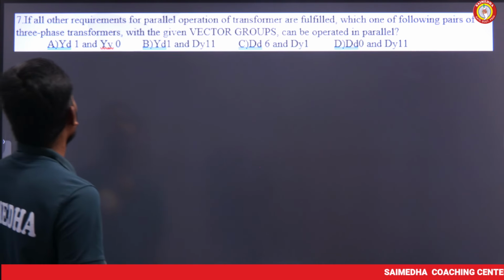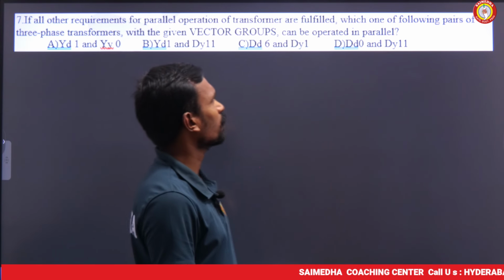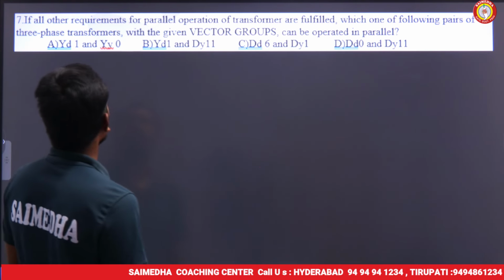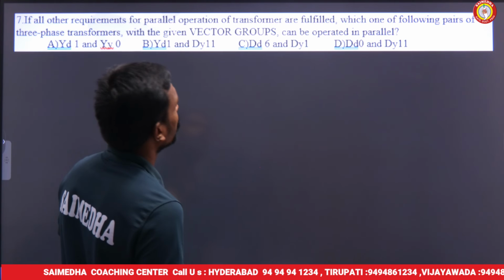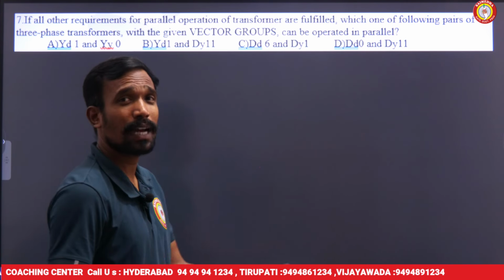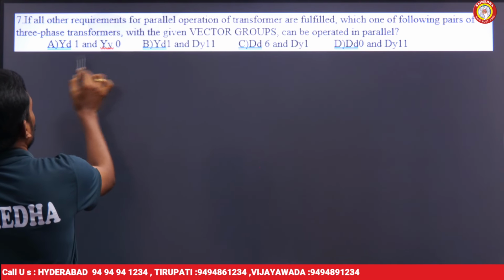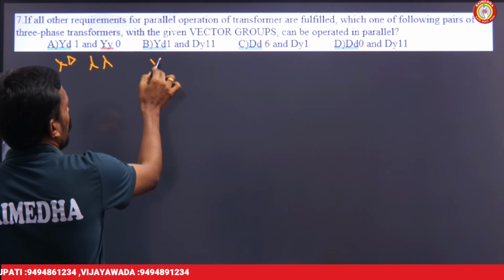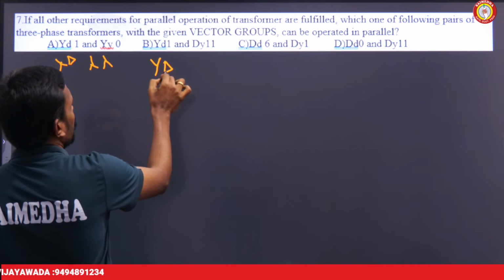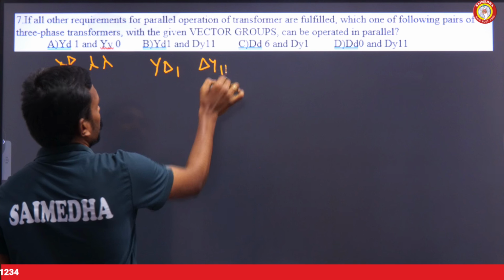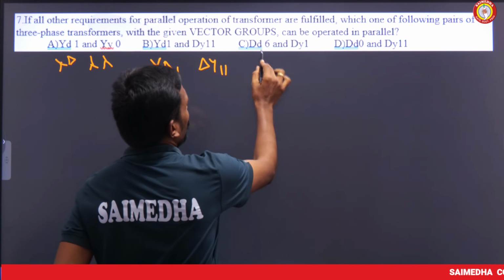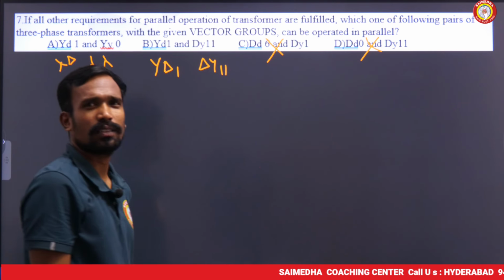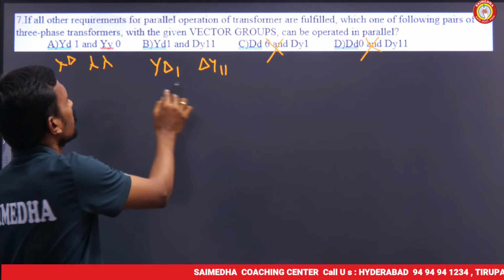Next, if all other requirements of parallel operation of transformers are fulfilled, which of the following pair of three-phase transformers with the given vector groups can be operated in parallel? Star delta with star star, which is not suitable. Star delta and delta star, let's think later. Delta delta with delta star, which is not suitable. So among all these, which is preferable?